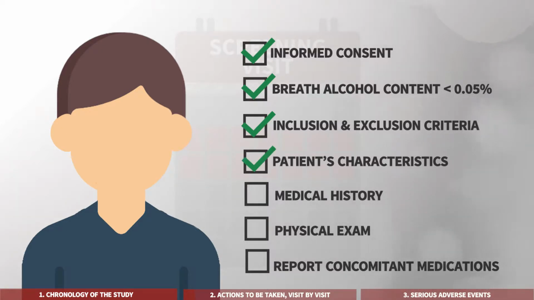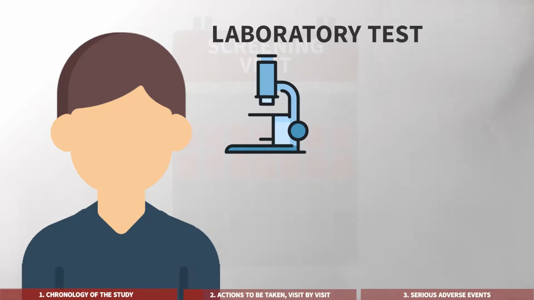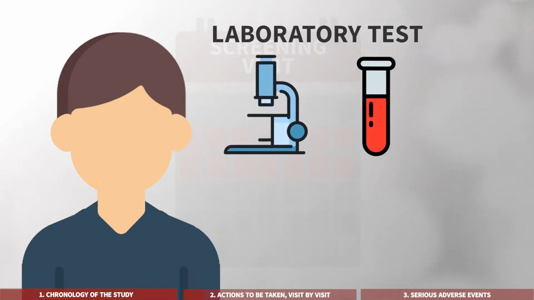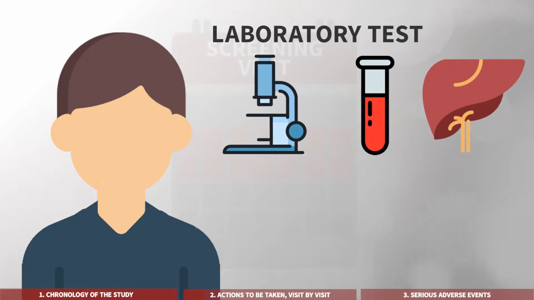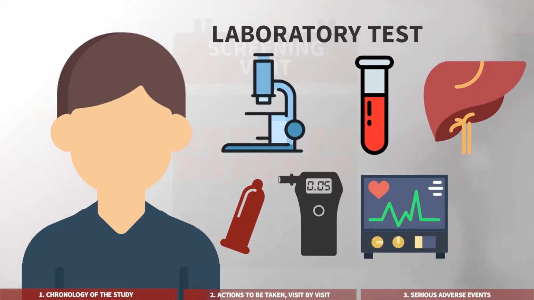You must verify the selection criteria on the study and inclusion and non-inclusion. You must collect the patient characteristics, demographic data, general health status, vital signs, comorbidity and concurrent medication. Collect his medical history, perform a physical exam, report any concomitant medication. During this visit, laboratory assessment will be carried out. Electrolyte, BUN, glucose and amylase, complete blood count, liver function test, serology test, grade alcohol concentration, electrocardiogram.